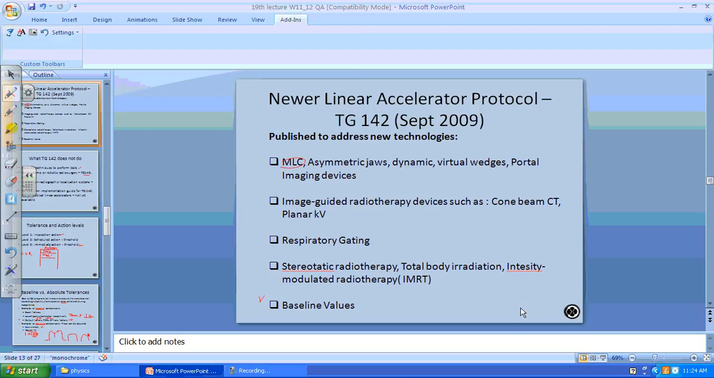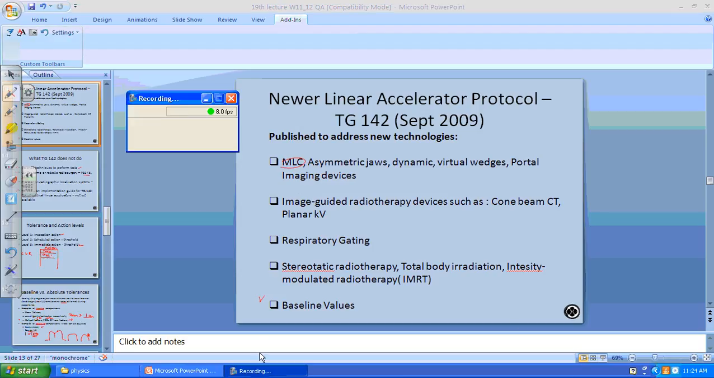I've seen lots of patient-specific QA, just not so much the monthly.